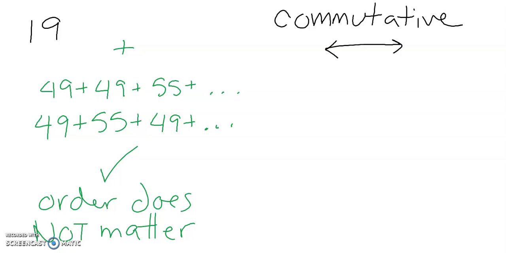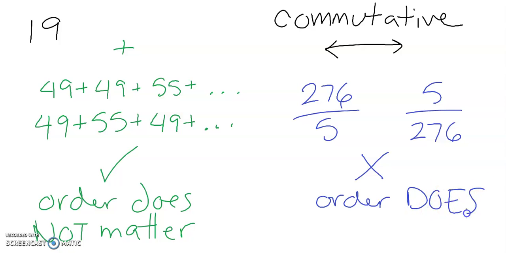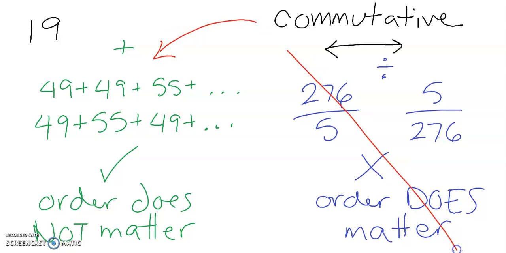Division, however, is a little different. So we had 276 divided by 5. What if you switched those? 5 over 276. Would you still get the same answer? That would be a big no. The order does matter for division. So division is not commutative. So addition is, division is not.